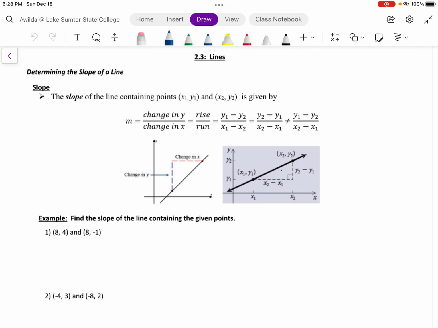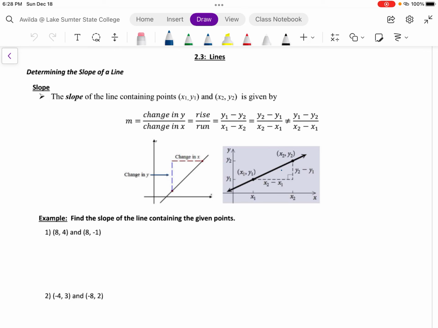In section 2.3, we're going to review some properties of lines. First, we're going to review the concept of slope. The slope of a line that passes through 2 points for which we know the coordinates, and we label those coordinates as x sub 1, y sub 1, and x sub 2, y sub 2, is given by the following formula. M for slope is equal to the change in y divided by the change in x, otherwise known as rise divided by run.